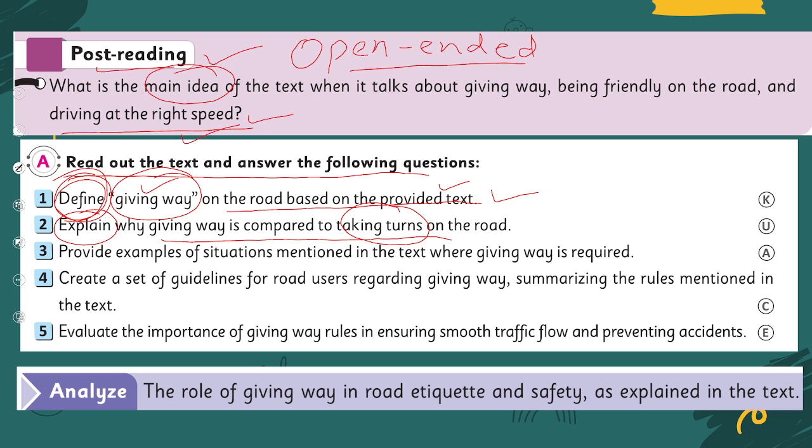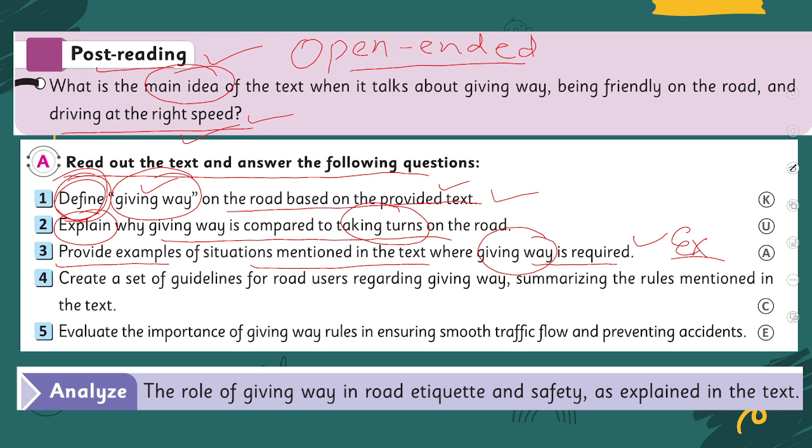Now, in question number 3, you see the keyword provide examples. We have to give examples of situations mentioned in the text where giving way is required. It means that we have to look for some examples that we have seen in the text, in different situations, and see where we are going to give way when it is required. So you have to solve this question with examples.